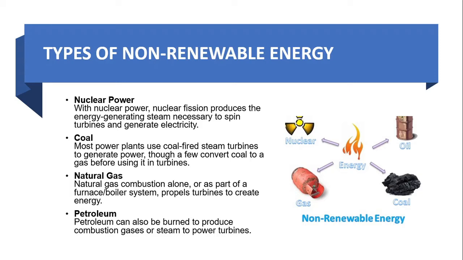Next is coal. Most power plants use coal-fired steam turbines to generate power, but there are very few which convert the coal to gas before using it directly in the turbines. Then we have natural gas. Natural gas is the same gas that we use in our houses. Sometimes we use natural gas combustion alone, or sometimes as a part of a furnace or boiler system, and hence it spins the turbines to create energy. And the last one is petroleum or oil. Petroleum can also be burnt to produce combustion gases or to produce steam to power turbines.